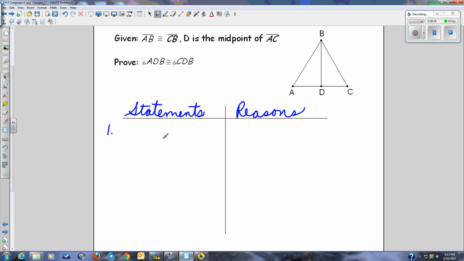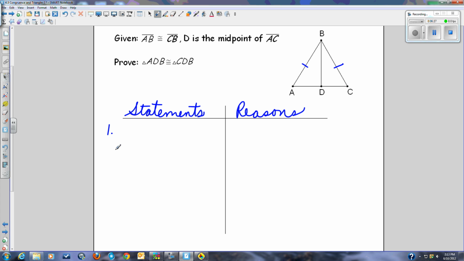So we're given the segment AB is congruent to segment CB. I'm actually going to mark that in my picture. And we're given that D is the midpoint of AC, and we want to prove that triangle ADB is congruent to triangle CDB.